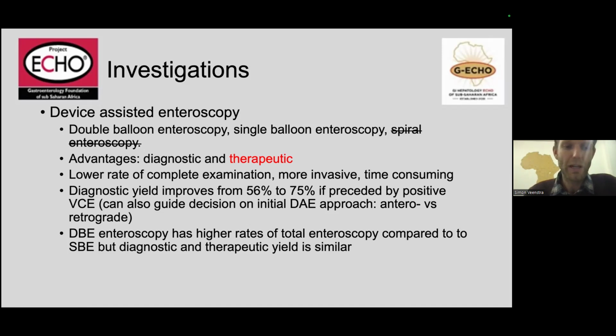As I've mentioned, its diagnostic yield is very similar to that of video capsule, and it improves up to 75% if one does a video capsule first and there's a positive finding on that. That also obviously can guide which approach to use when you do perform your device-assisted enteroscopy. There's not much difference between a double or a single balloon, other than a double balloon has higher rates of total enteroscopy compared to a single balloon, but both the diagnostic and therapeutic yield is similar between the two.